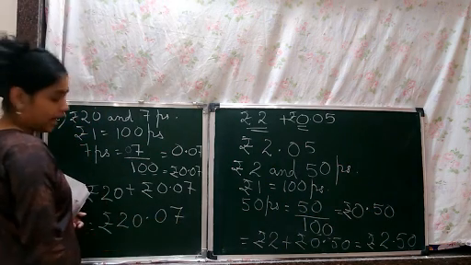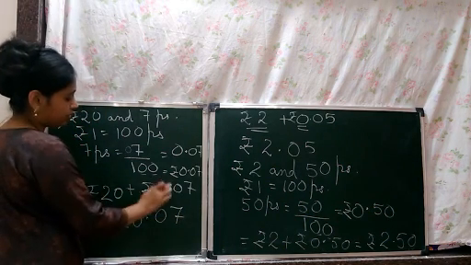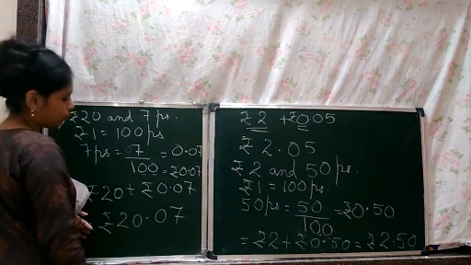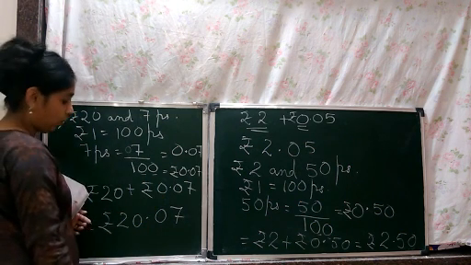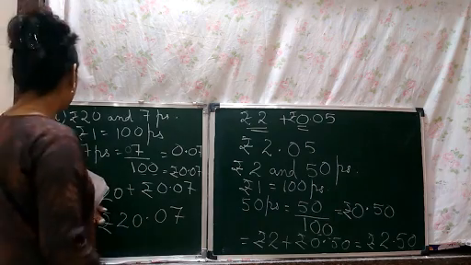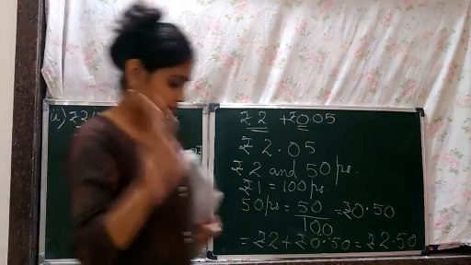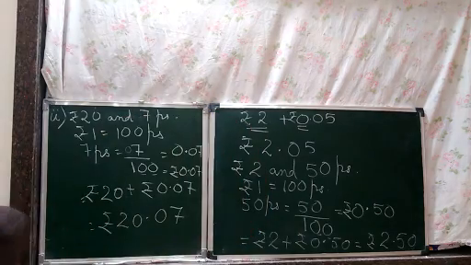Now, getting back to the question, it is rupees 20 plus rupees 0.07, which gives us rupees 20.07. We are going to add the whole numbers, correct? 20 and 0 will be added. So 20 and 0 gives us 20 only. So this completes the first part of question number 2. Now we go to the second part of question number 2.